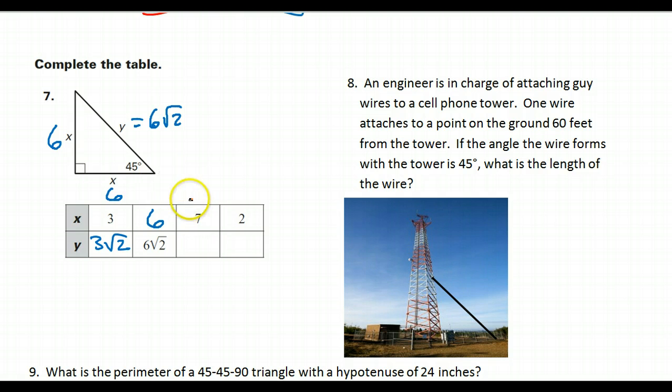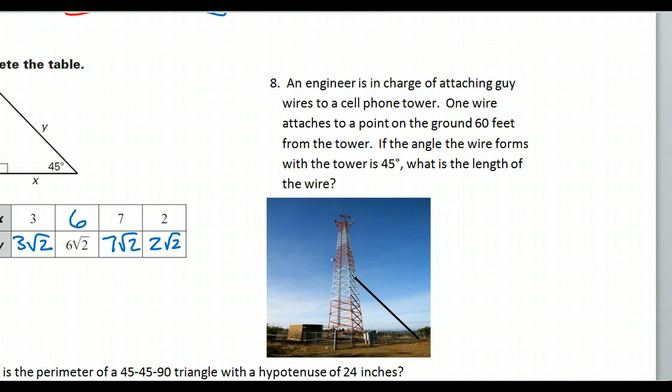Okay, if x is 7, then this should be 7, 7, 7 radical 2. So y should be 7 radical 2. Okay, if x is 2, then this should be 2, 2, and 2, and then y would be 2 radical 2. All right, just following the pattern. Okay, so that's number 7.